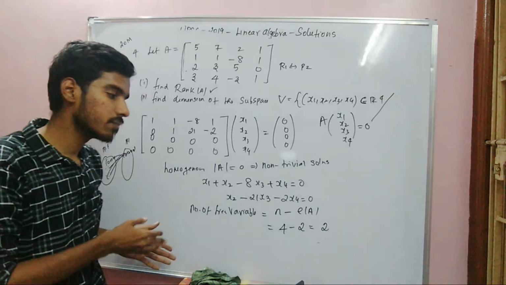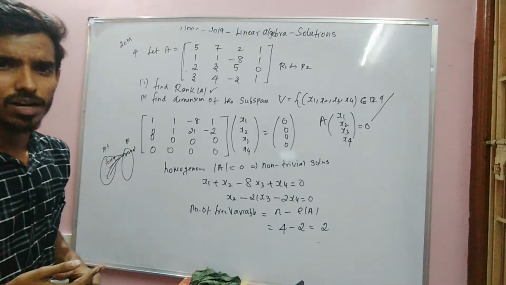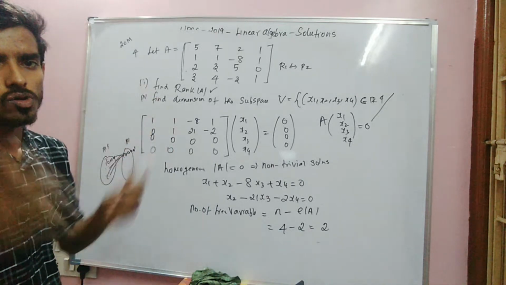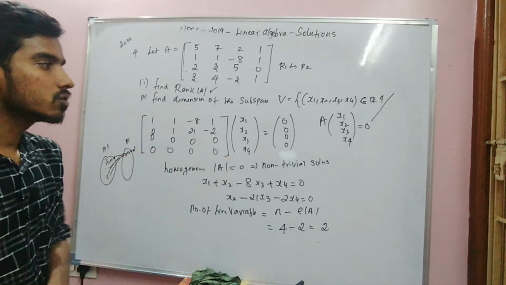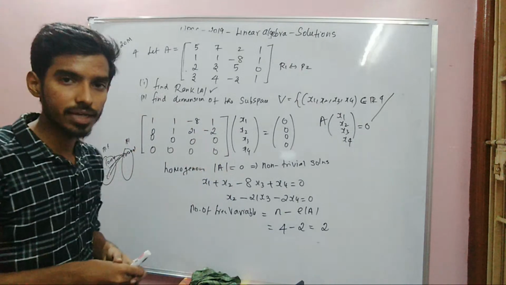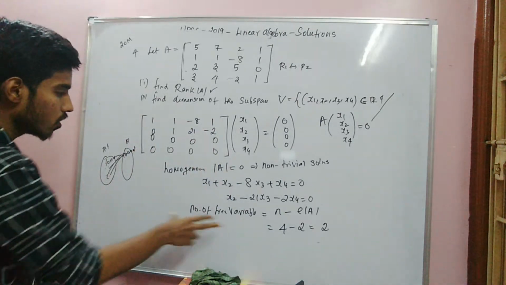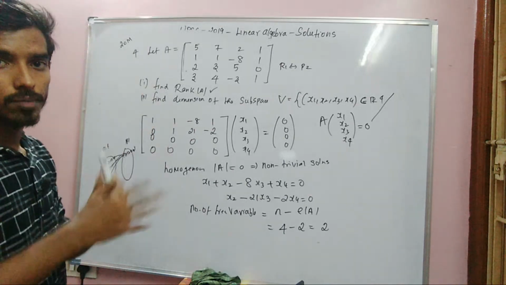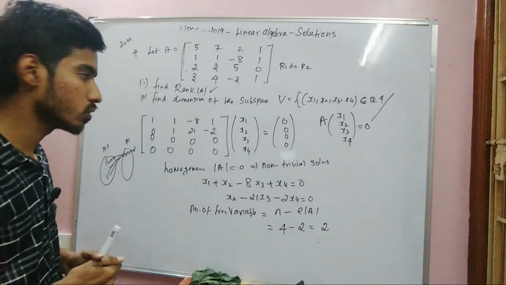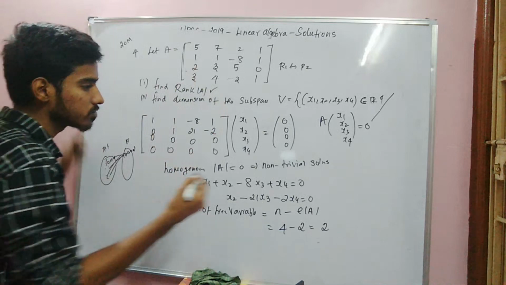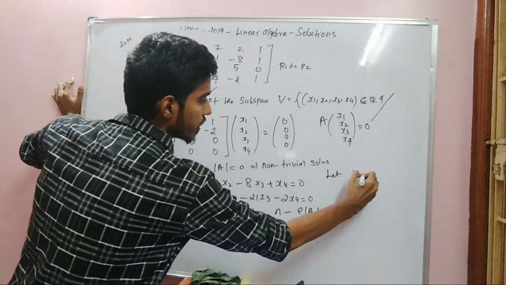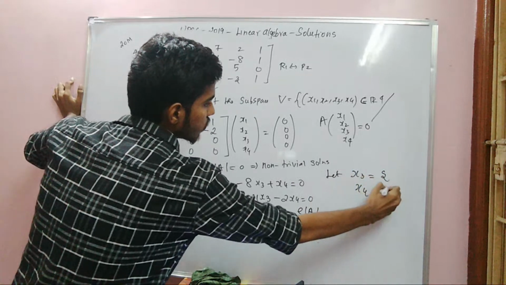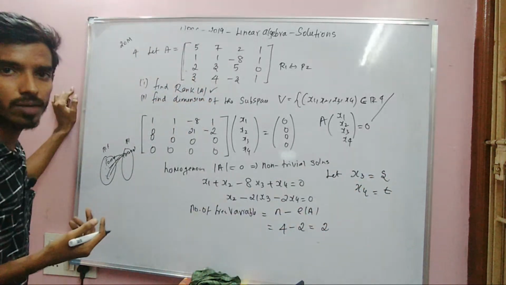So the number of free variables denotes the number of linearly independent sets, right? Because those 2 are linearly independent, because I can take any value for them. So that means our dimension has to be equal to 2. So we will write this formally. The number of free variables is 2. That means from 4 variables you can assume any 2 variables on your own. So let x3 is equal to s, x4 is equal to t, whatever variable you can use.